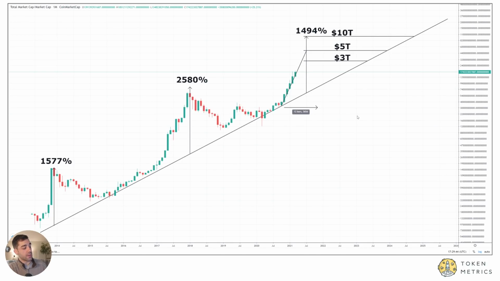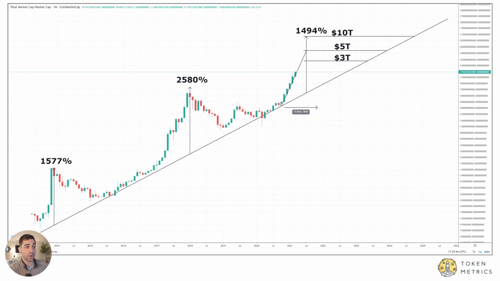All right, so let's take a look at 3 scenarios for our total cryptocurrency market cap, which has been on a linear trend line on its logarithmic chart, which equates to exponential growth. So the total cryptocurrency space, all the money coming into it, has been growing at an exponential rate since 2014. Occasionally we get these big bubbles above our trend line. In 2014, we were 1,600% overvalued against this trend line. In 2017 and 2018, we were 2,600% overvalued against this trend line.